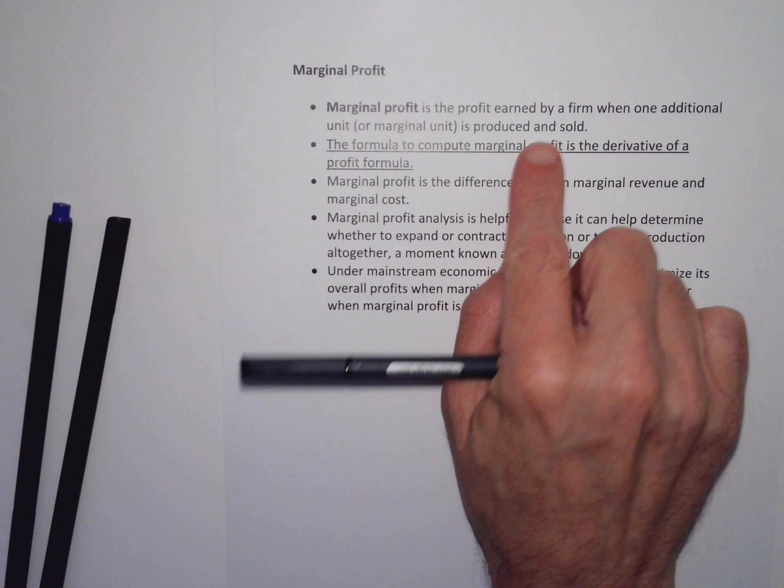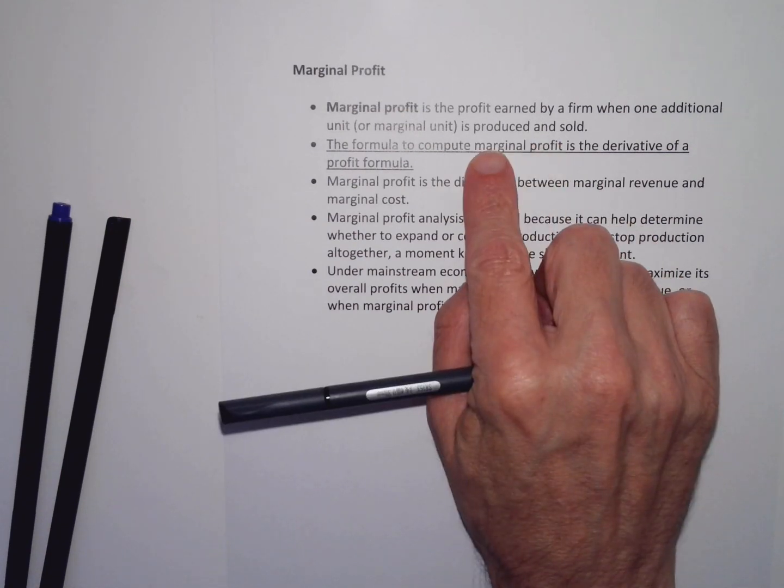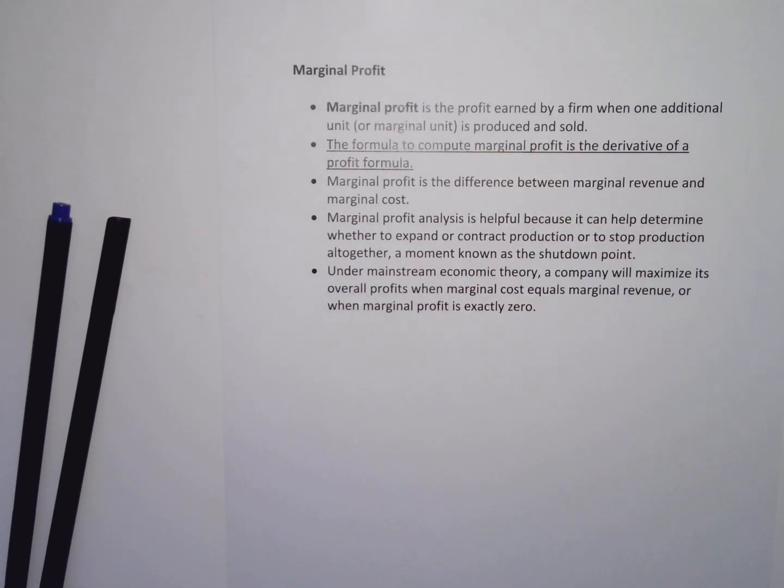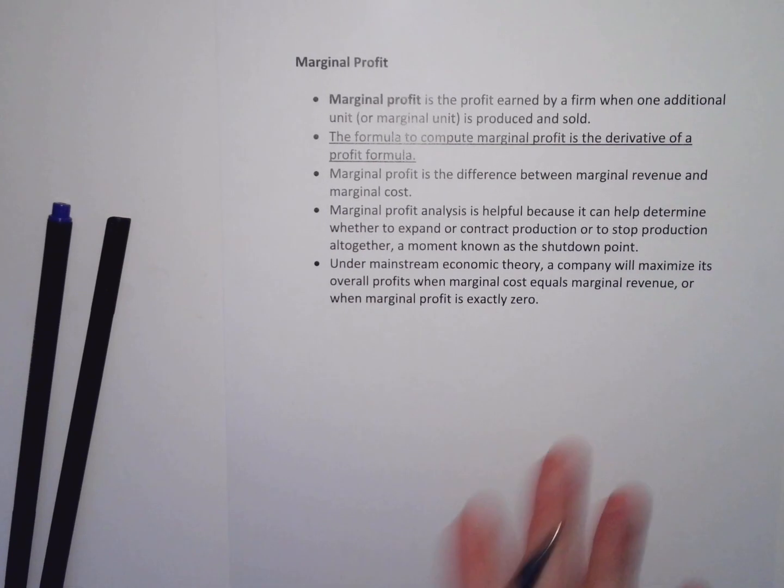Marginal profit is the profit earned by selling one more unit. For instance, if Apple's selling whatever iPhone is available now, and right now their profit is $500 million, and when they sell one more phone, let's say they make $1,000 on that phone, now their total profit's $500 million and $1,000. That extra $1,000 that they make by selling one more phone, that's the marginal profit.